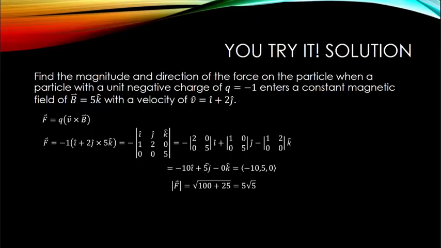The magnitude of my force is given by the square root of 100 plus 25, which reduces to 5 square root of 5. Theta is the inverse tangent of negative 1/2, which is approximately 153.435 degrees, or 2.6779 radians. This is the magnitude and direction of my force.